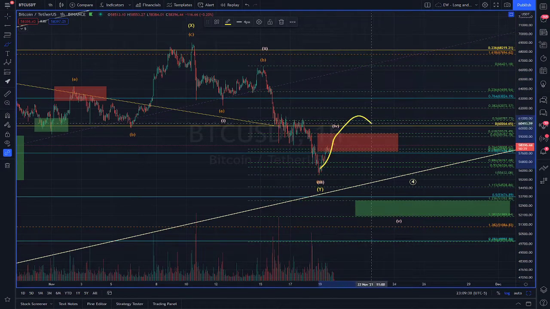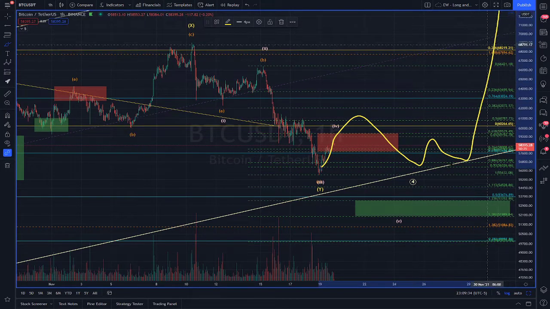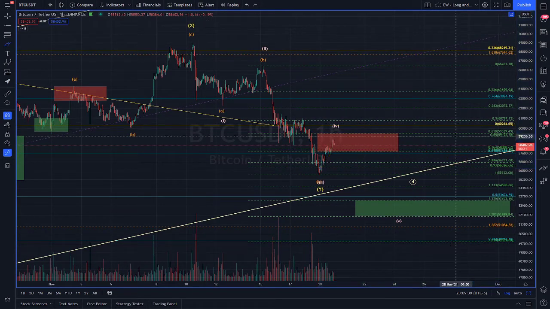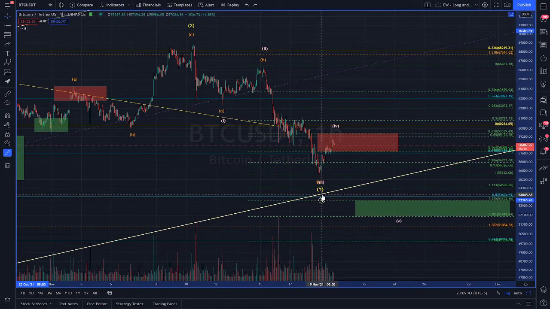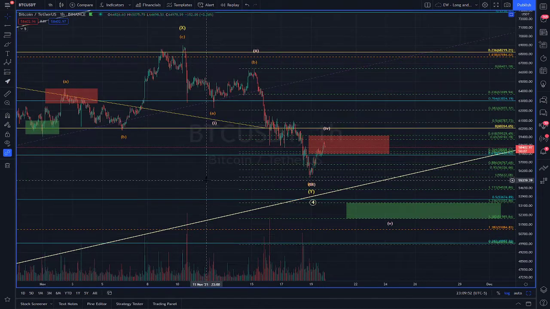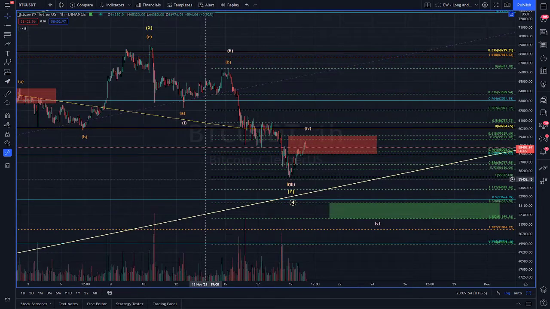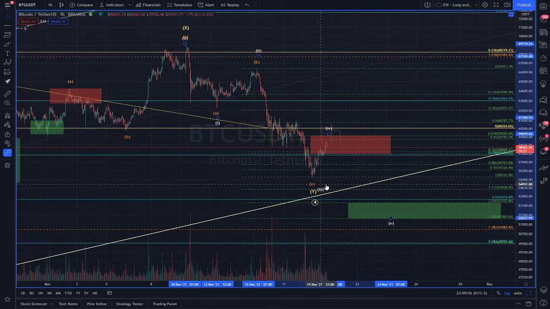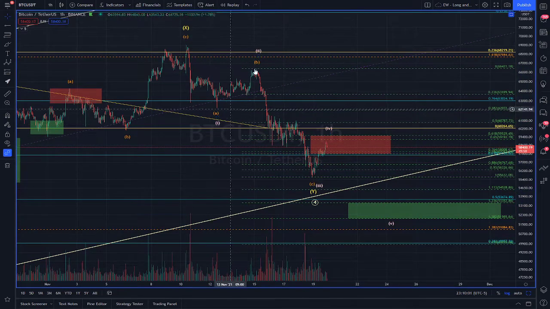We could see something like this, where it kind of chops sideways and then finds support at that level again, where it actually hits the line more directly and then goes up. That's a possibility as well. This is why these diagonals are really quite difficult to track. They can do almost anything within the boundaries of the diagonal lines, and it's all valid. So very difficult to play with leverage based on that. So is that enough scenarios for you? That's quite a few scenarios there.